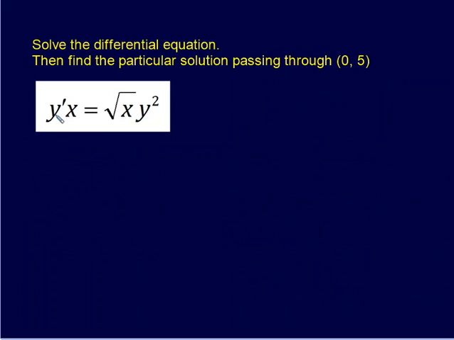I've got y prime times x equals the square root of x times y squared. And this time, you're going to be finding the particular solution that passes through the point (0, 5). So in other words, you'll be working past just the general solution involving plus a constant, and you'll be finding the plus c. Okay, so let's start with dy/dx times x equals the square root of x times y squared.